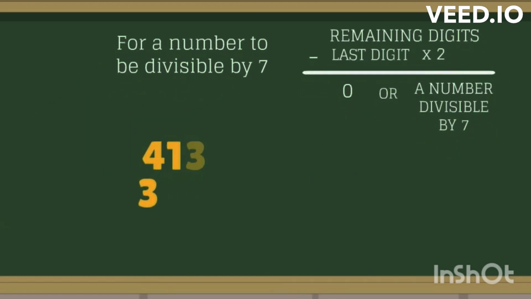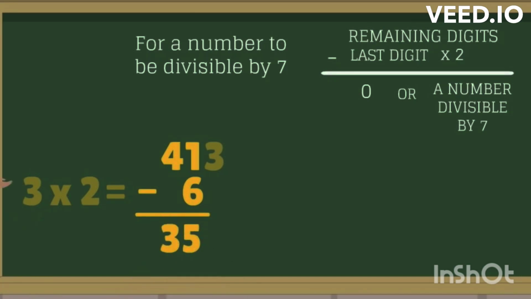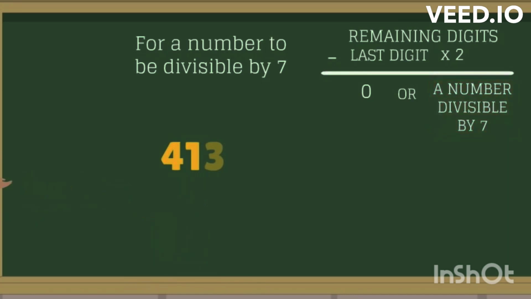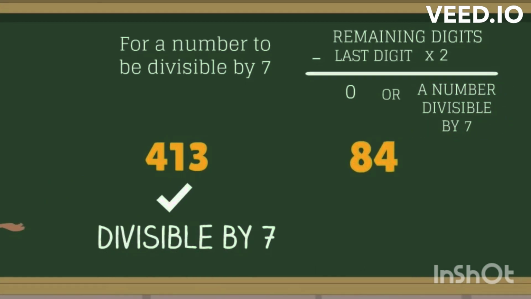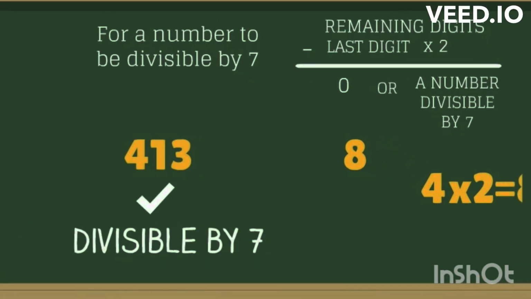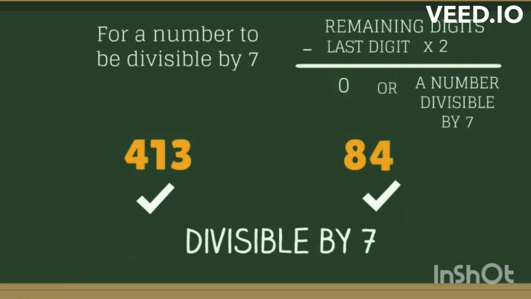413. The last digit is 3. We first double the digit, get 6. Now subtract 6 from the remaining digits of the number. 41 minus 6 equals 35, which we know is divisible by 7. So 413 is also divisible by 7. Take another number, 84. Doubling the last digit gives us 8, and subtracting it from the remaining digit gives us 0. Hence, 84 is also divisible by 7.